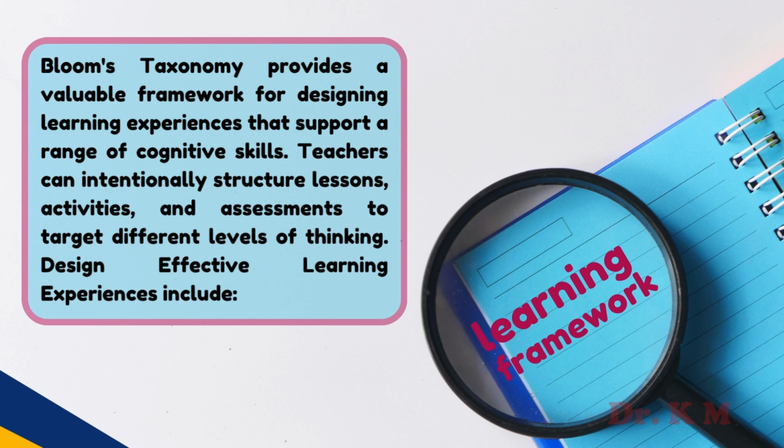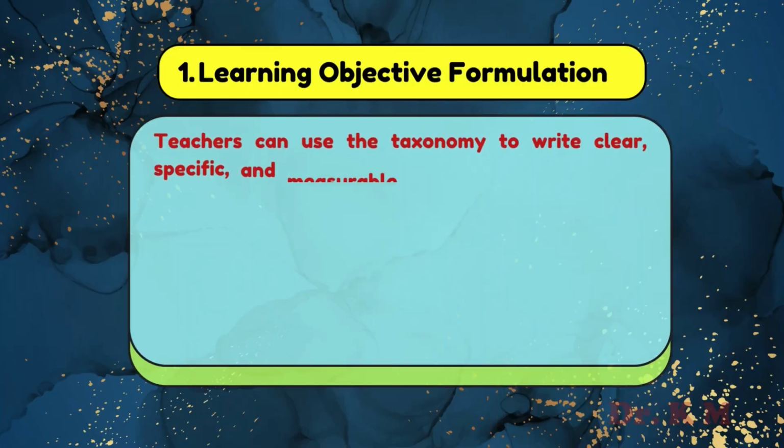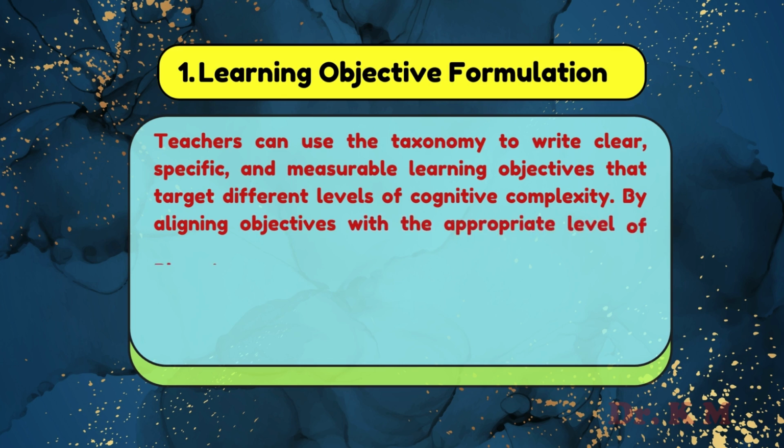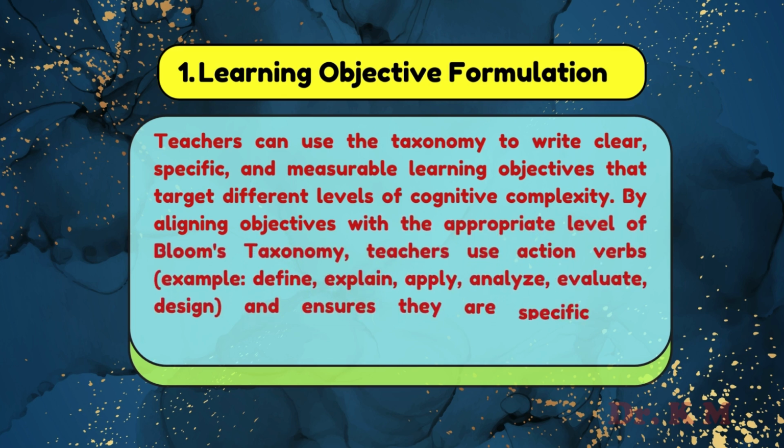Teachers can intentionally structure lessons, activities, and assessments to target different levels of thinking. Designing effective learning experiences includes: 1. Learning objective formulation. Teachers can use the taxonomy to write clear, specific, and measurable learning objectives that target different levels of cognitive complexity. By aligning objectives with the appropriate level of Bloom's taxonomy, teachers use action verbs, for example, define, explain, apply, analyze, evaluate, design, and ensure they are specific and measurable.